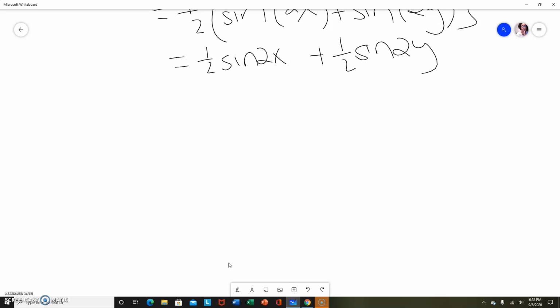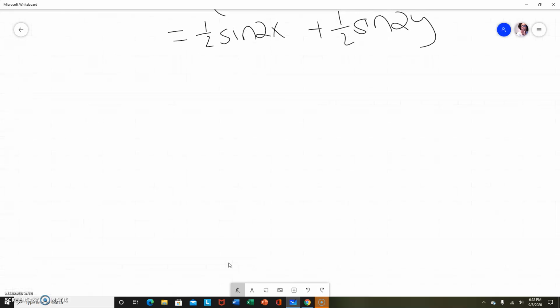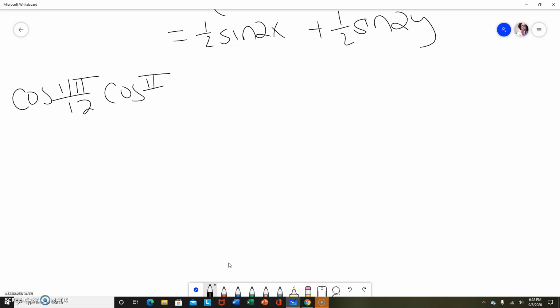This time, let's find an exact value. So we're going to use one that we've already done before. So let's do cosine 11 pi over 12 times cosine pi over 12. We already know the formula. We just did this one. So we're going to plug it into our formula.